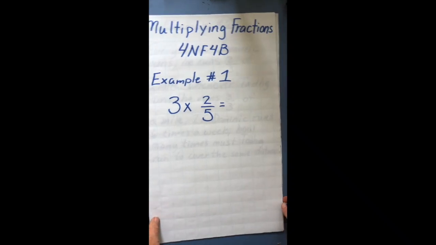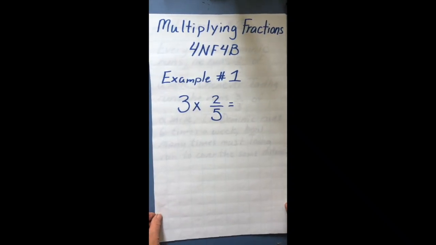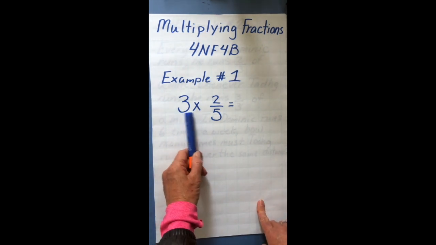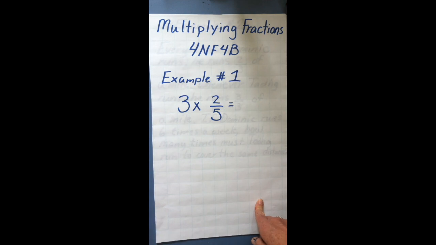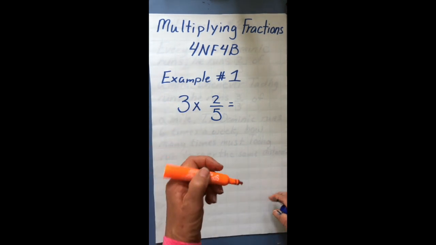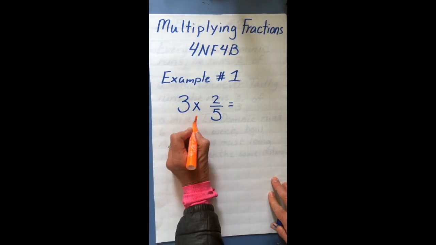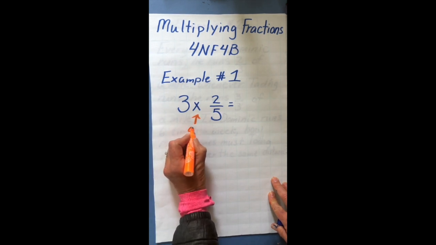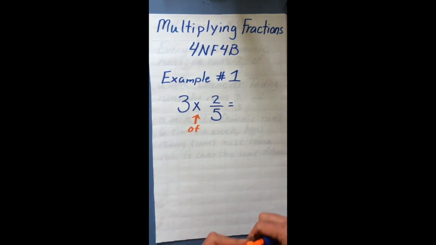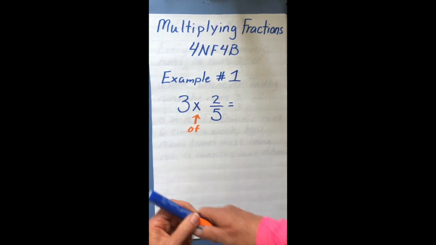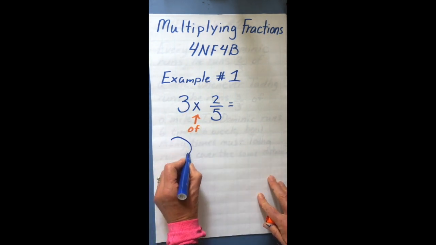All right, this video is on multiplying fractions, and here's an example of one. Example number 1, 3 times 2/5. Well, I could solve this with a model, knowing that this multiplication sign also means "of." So this is 3 groups, so I'll just draw 3 groups.